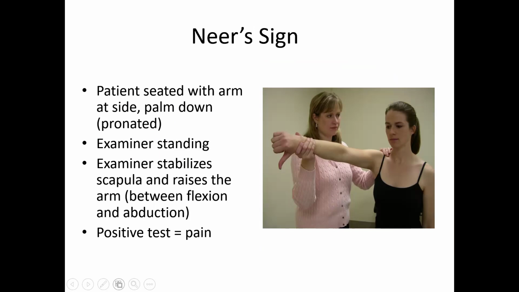Examiner standing, the examiner stabilizes the scapula and raises the arm between flexion and abduction. If there is pain at this point, the patient will initially be in the empty can position, and then the patient will be asked to bring the thumb from toward the ceiling to toward the ground. So usually supination will go to pronation.